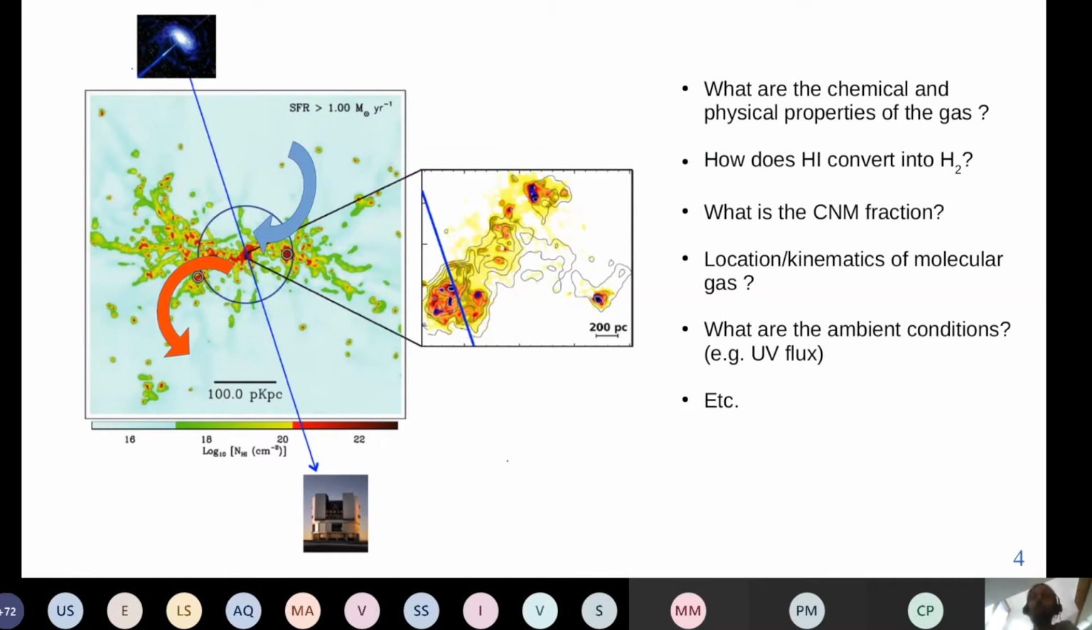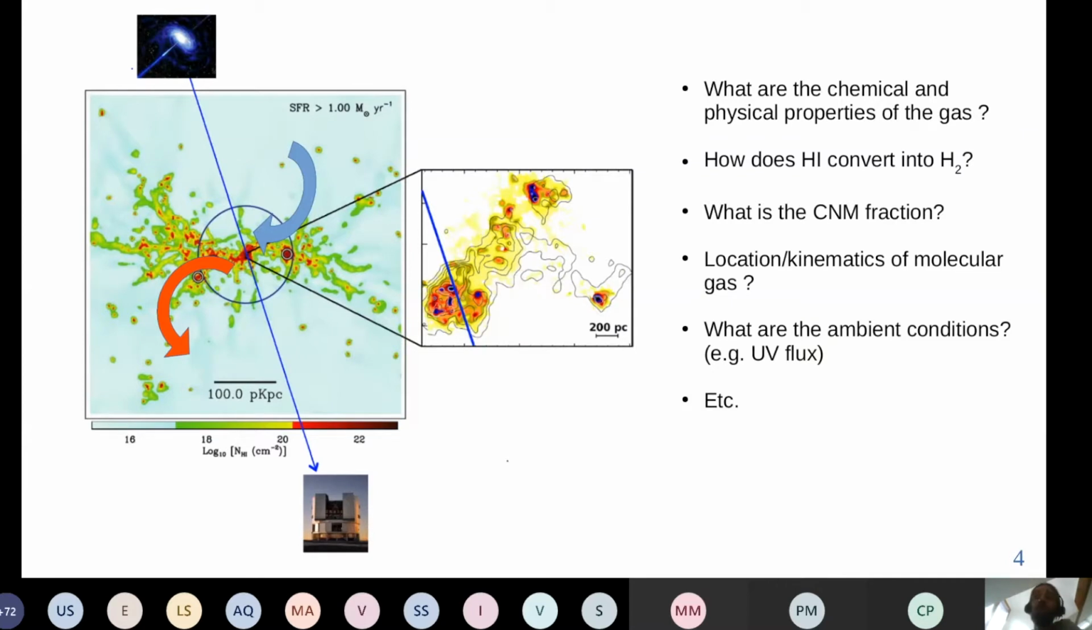This is extremely important to understand the overall star formation process, because you start from the diffuse gas in the intergalactic medium. This has to come inside the galaxies, cool down, convert into H2, further cool down, and then form stars. So this process of converting atomic to molecular hydrogen is one of these steps, and it's very important to understand this. Then, of course, what is the CNM fraction? CNM is the cold neutral medium fraction, as H2 is a tracer of this cold gas.